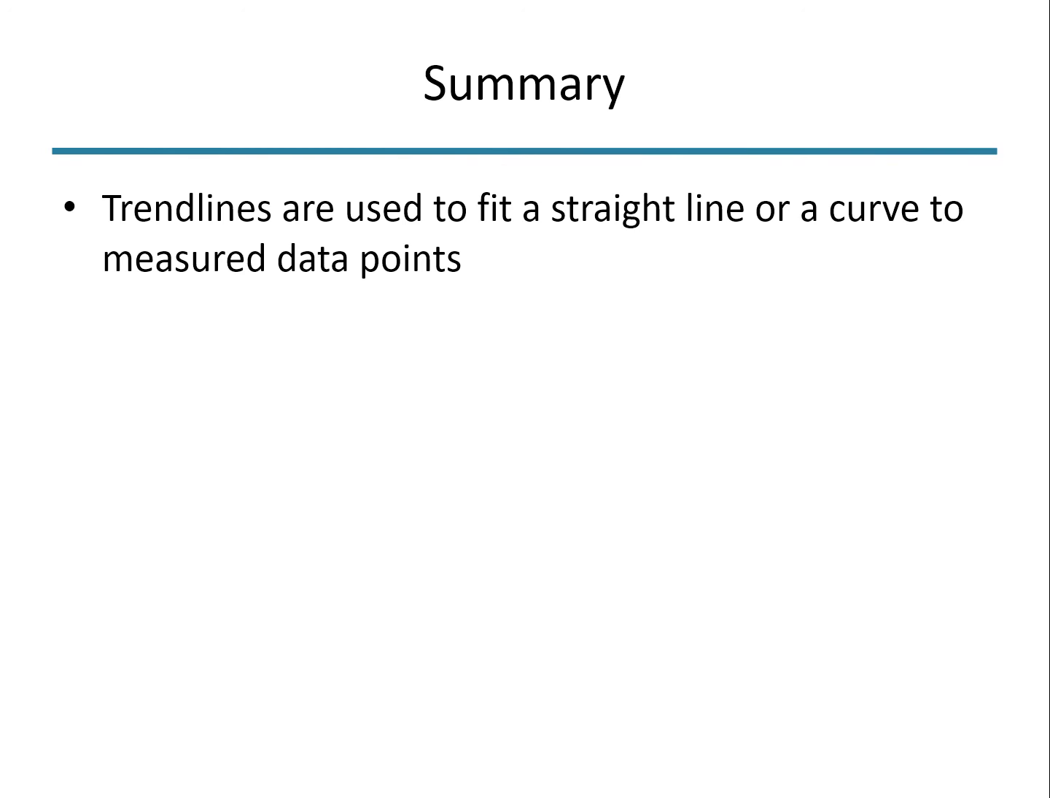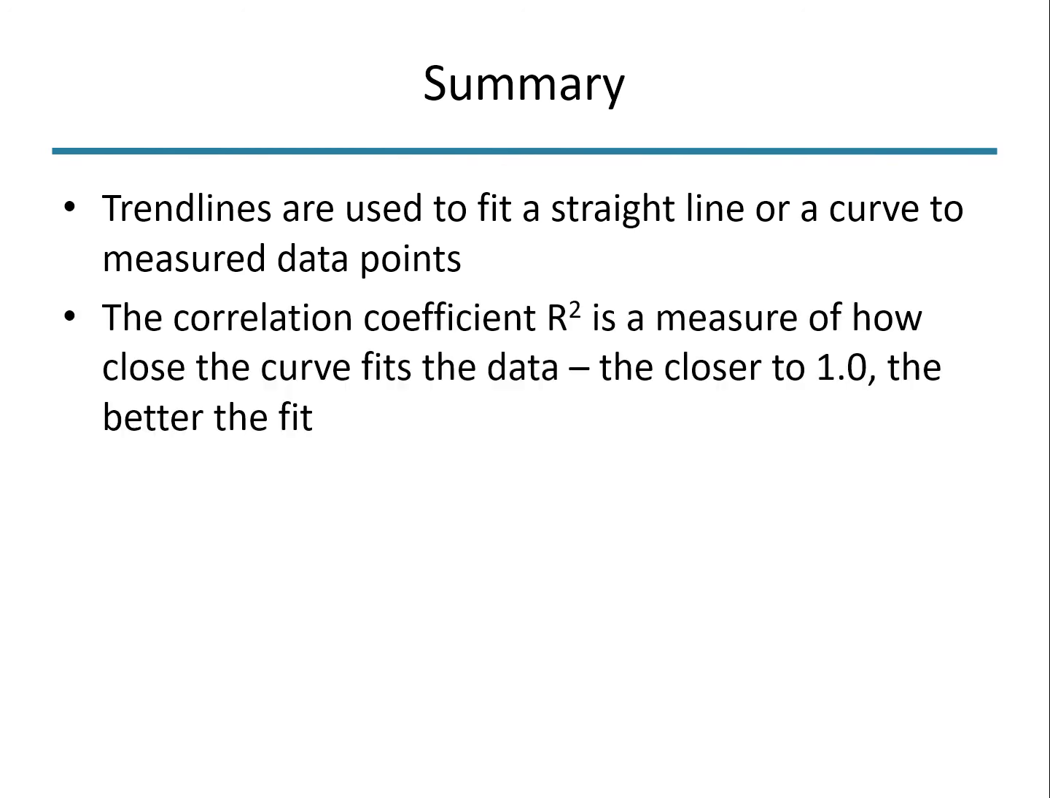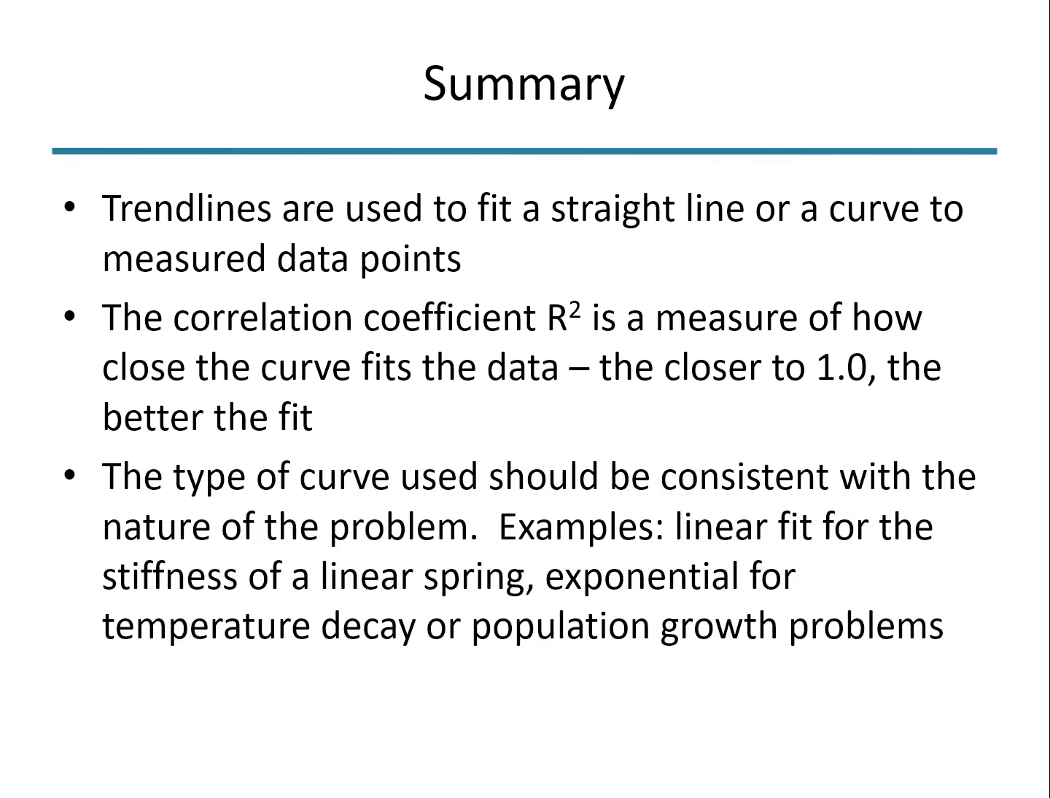So as a summary, we put trend lines to fit a straight line or a curve to the measured data points. That correlation coefficient, the r-squared value, tells us how closely the curve fits the data. The closer you are to 1, the better the fit. But we do say that the type of curve should be consistent with the nature of the problem. You don't always just want to pick, say, a 6th order polynomial because it fits the data best. Something like a linear spring test, we expect to be linear, so we put a linear fit in there. On the other hand, things like temperature decay and population growth tend to be exponential, and so we'd use an exponential fit for those.